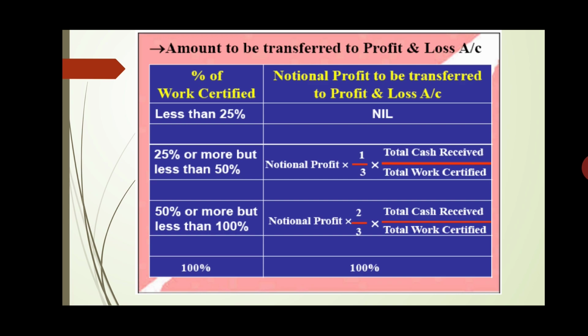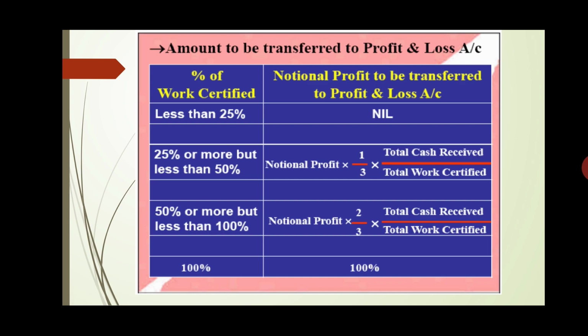50% means half of the contract price. If it is between that work certified, then how is the profit to be calculated? Notional profit multiplied by 1/3 multiplied by cash received by work certified. If more than 50% of the work has been completed but less than 100%, for example 75%, how to calculate the profit? Notional profit into 2/3 into cash received by work certified.